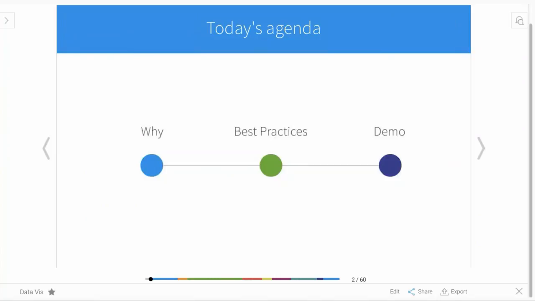So what are we covering today? Well, we're going to start by covering why data visualization is important. We're then going to be covering the best practices for data visualization, including choosing the right chart type and how to optimize your charts to make them easier to understand and more attractive. And then we're going to finish with a quick demonstration showing you how you can put these best practices into action.